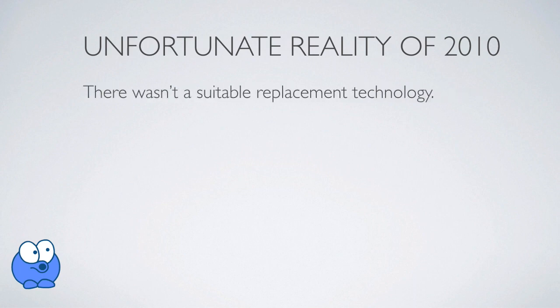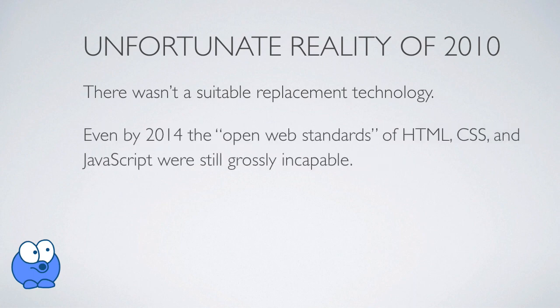Now, although Steve Jobs may have had some valid reasons for not wanting the Flash player on the iPhone in its current state, the unfortunate reality of 2010 was there was nothing out there in the open standards world that could compete with the Flash player as far as features go. And even by 2014, the open web standards of HTML, CSS, and JavaScript were still grossly incapable of matching all the things that the Flash player could do. And from where I'm sitting, it's probably only been the last 2 or 3 years where I've been seeing cutting edge websites and can think to myself, yeah, we really don't need Flash to do that kind of thing anymore.